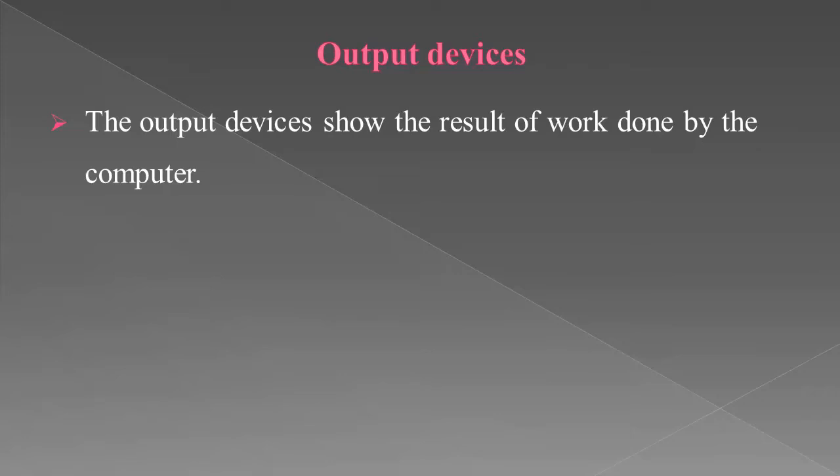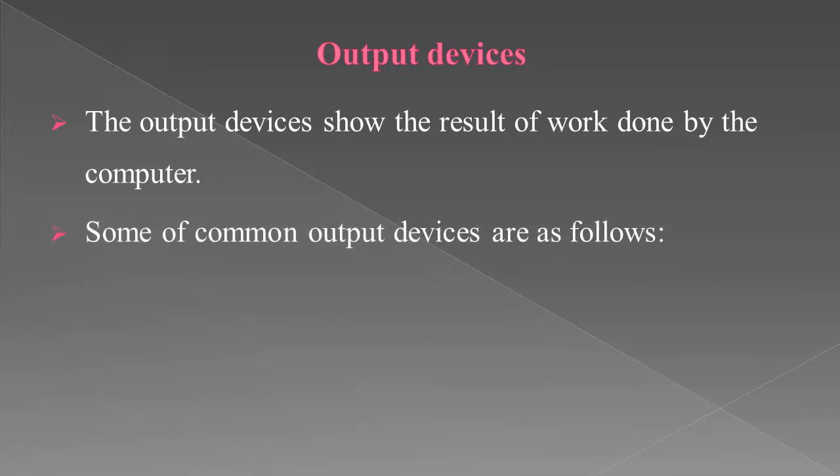Students, an output device is any device used to send data from a computer to another device or user. Most computer data output that is meant for humans is in the form of audio or video. Most output devices used by humans are in these categories. For example, monitor, projectors, speakers, headphones and printers. Well, the output devices show the result of work done by the computer. Some of the common output devices are as follows.